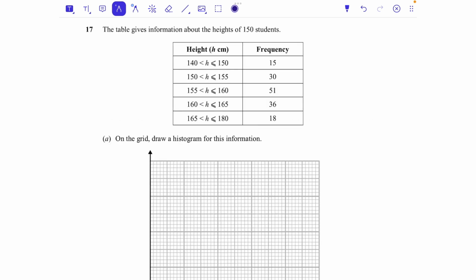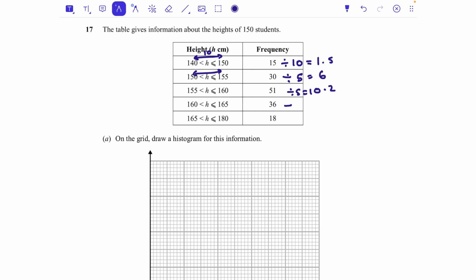So for a histogram, we need to divide the frequency by how wide the category is. So because this first category goes from 140 to 150, that's got a width of 10. So 15 divided by 10 is 1.5. And then I've got to do 30 divided by how wide this category is, which is 5. 30 divided by 5 is 6. Then I'm going to do 51 divided by 5, because that next category is 5 wide, and that is 10.2.